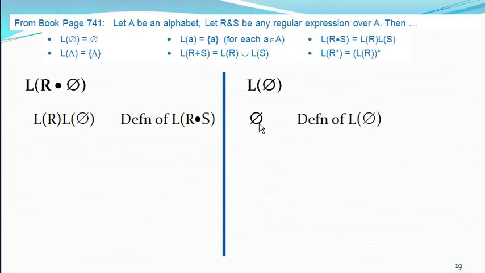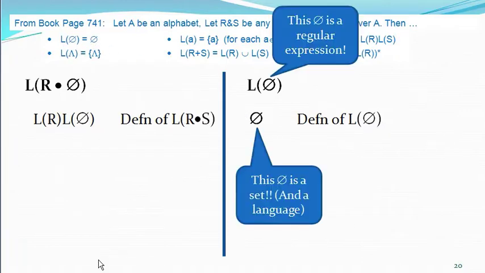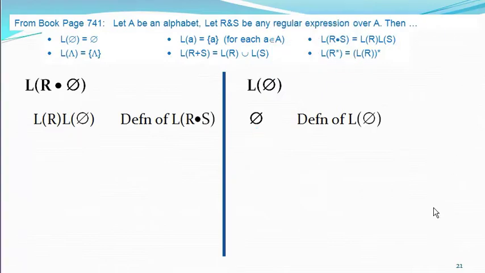And then over here, what is the language of the empty set? Well, if you look, the language of the empty set is just the empty set. Now, it's really important to remember that the empty set right here, that's the regular expression empty set, whereas this empty set is a set, right? It is the empty set. It's also a language, right? But this is the regular expression. This is the set associated with that regular expression. Remember that for the empty set, it's just weird and different from all the other options, right?